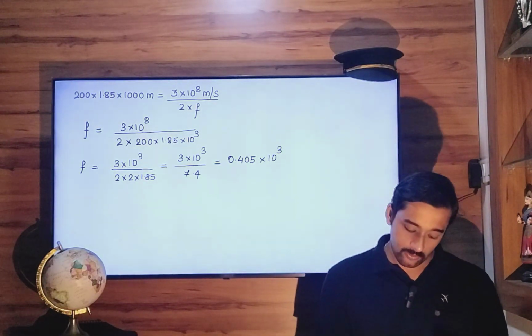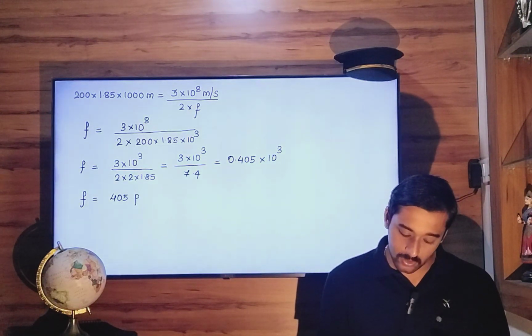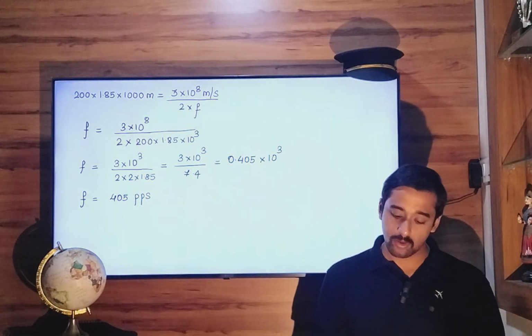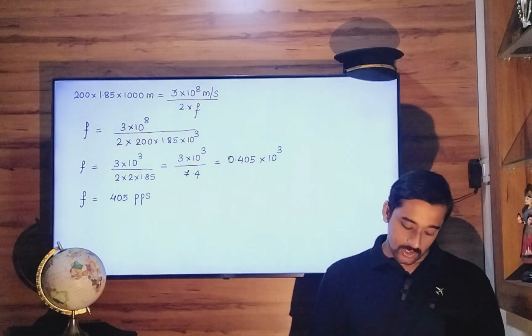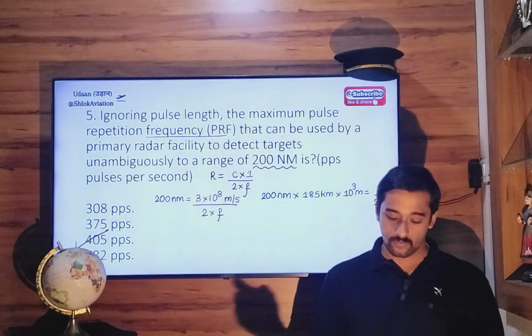Okay, so frequency will be equal to 405 pulses per second. This is your final answer. 405 pulses per second. So the correct option here will be option Charlie, 405. Next.